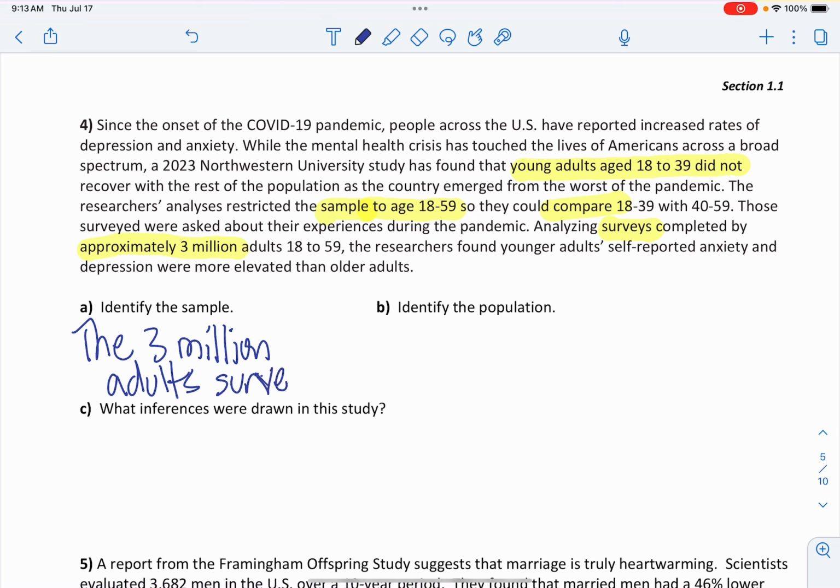Oh, what happened there? Okay. And then the population, right? Well, what do those 3 million represent? All adults ages 18 to 59.